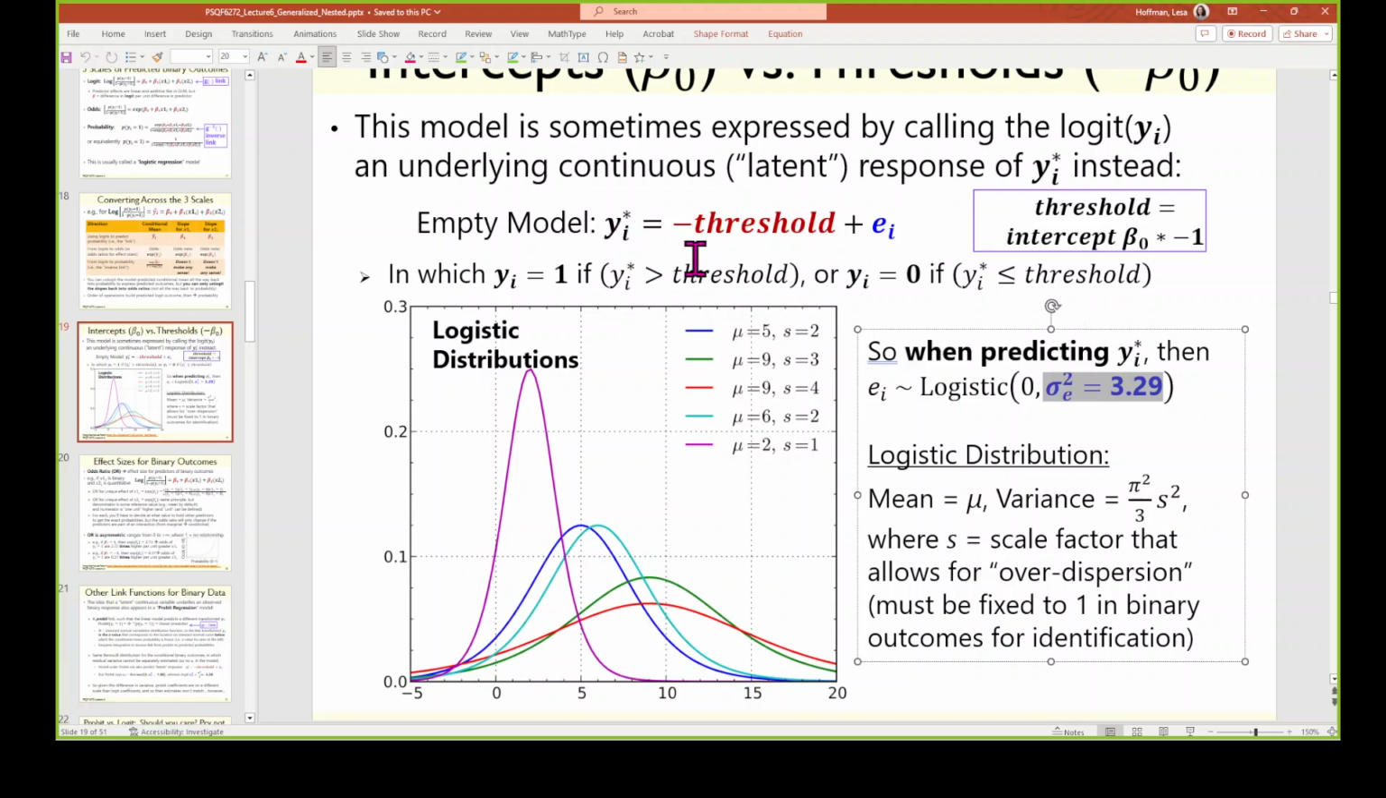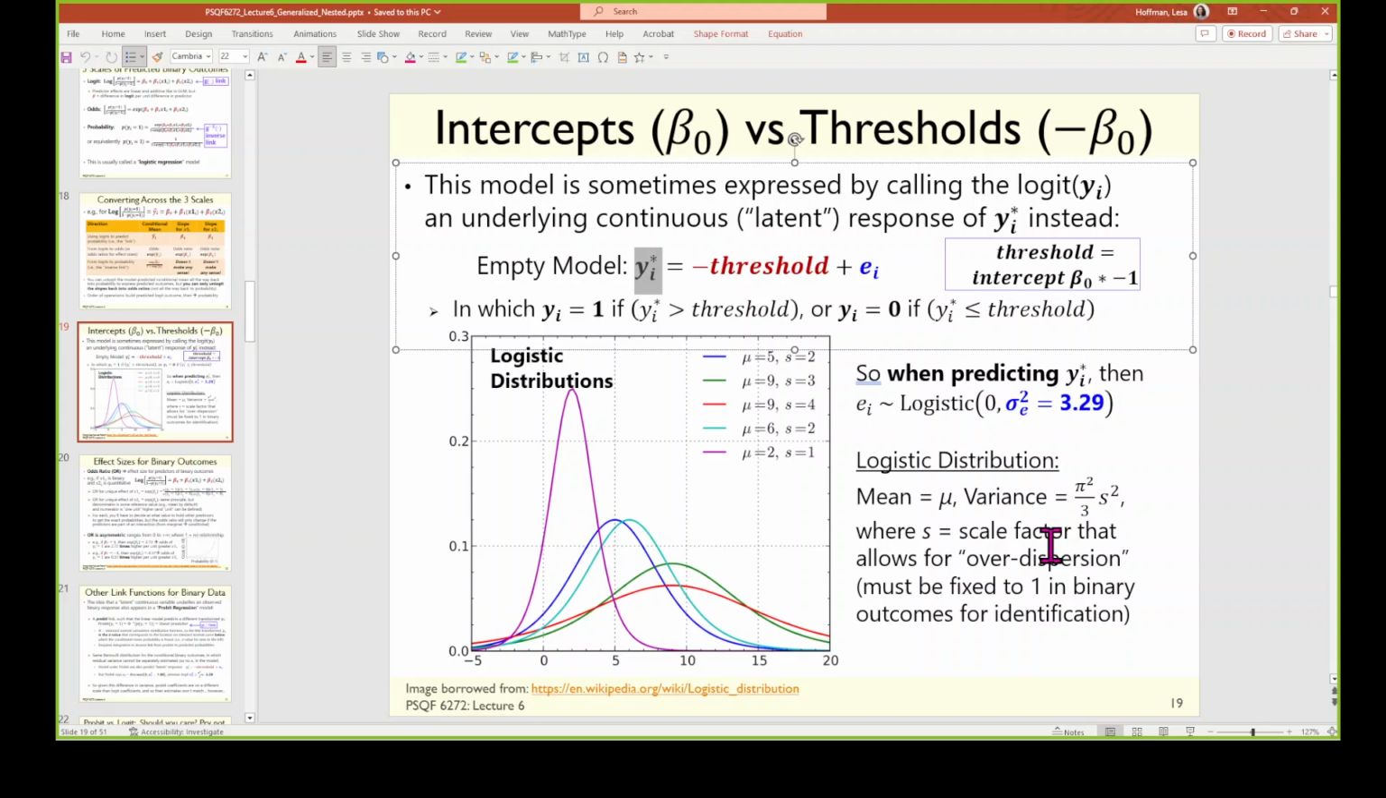Like in this equation here, I have an E. That's because this equation is predicting y star, which is the underlying continuous variable that gave rise to the actual binary one. Binary doesn't have an E, but y star does. That difference between the model scale and the data scale can be tricky to understand.